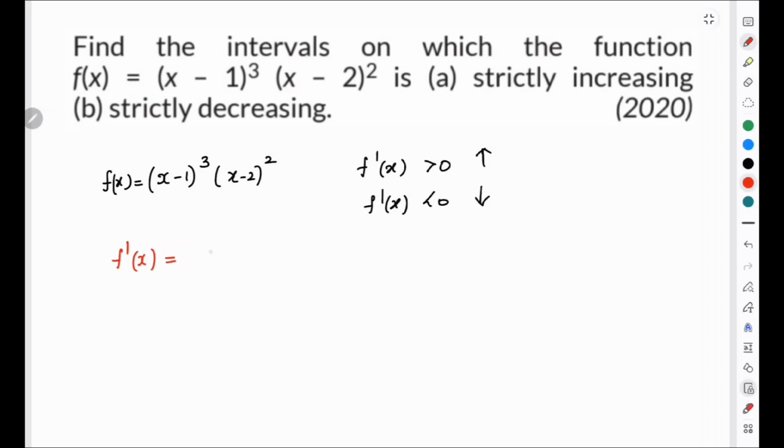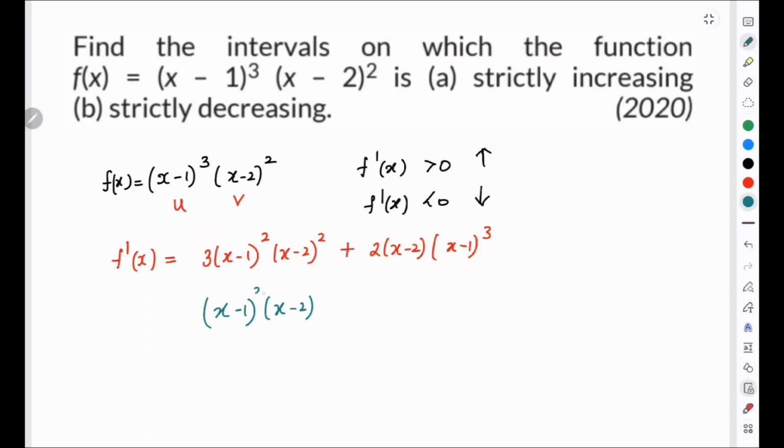f dash of x is equal to, treat this one as u and this one as v, 3 into (x minus 1) the whole square into (x minus 2) the whole square plus 2 into (x minus 2) into (x minus 1) the whole cube. So we will take common. Common is (x minus 1) the whole square into (x minus 2). So balance is 3 into (x minus 2) plus 2 into (x minus 1). So this is f dash of x.